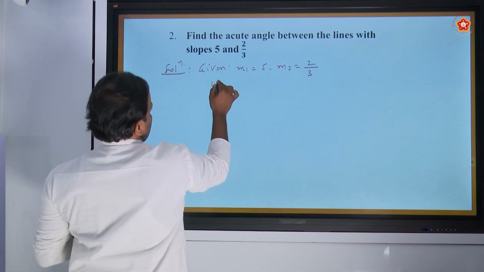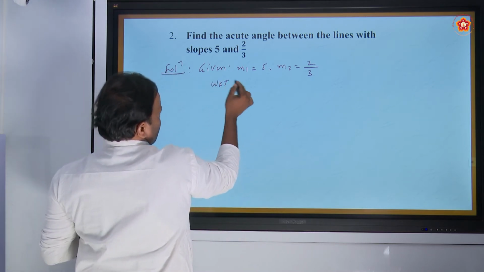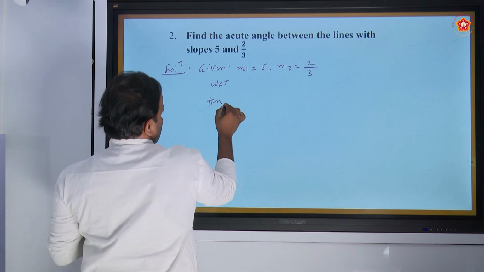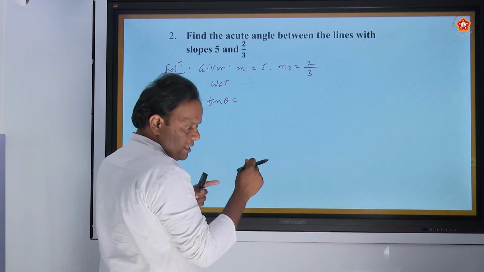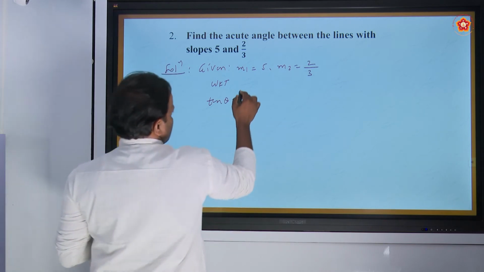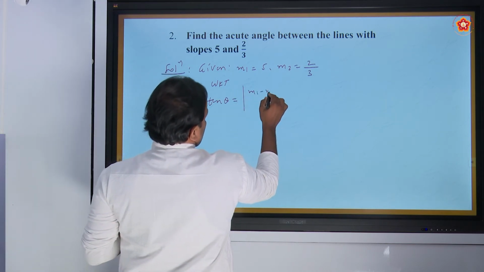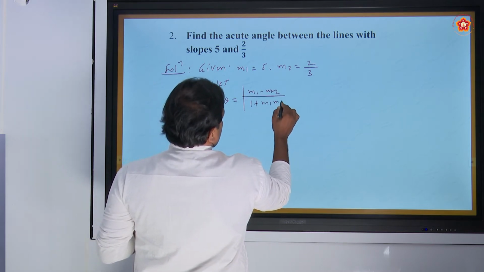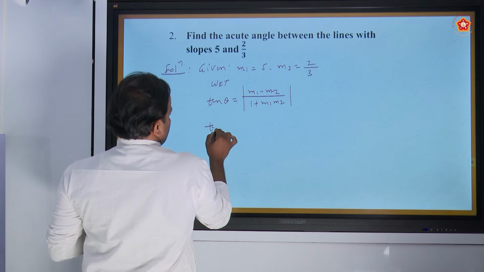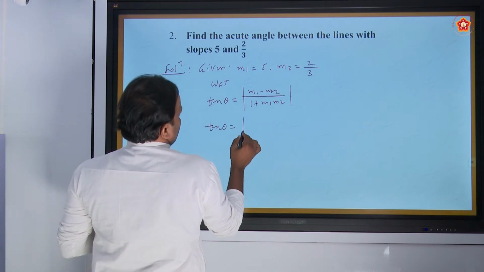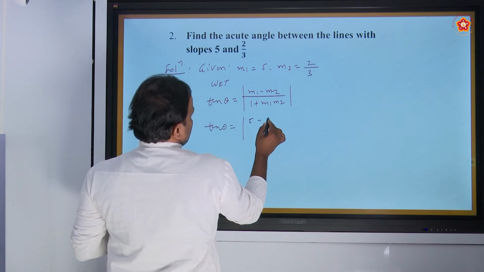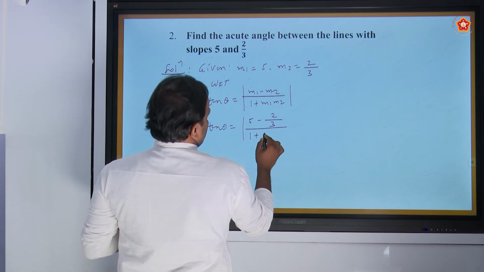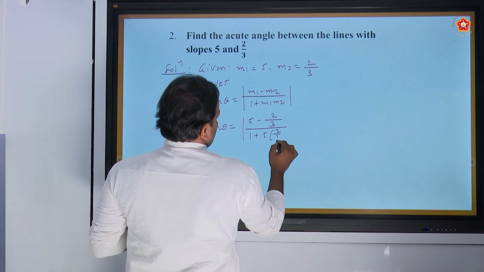We know that if theta is the angle between two lines, tan theta is equal to mod of m1 minus m2 divided by 1 plus m1 into m2. So, tan theta is equal to modulus of, what is m1? 5 minus m2, 2 by 3, divided by 1 plus m1, 5, m2, 2 by 3.